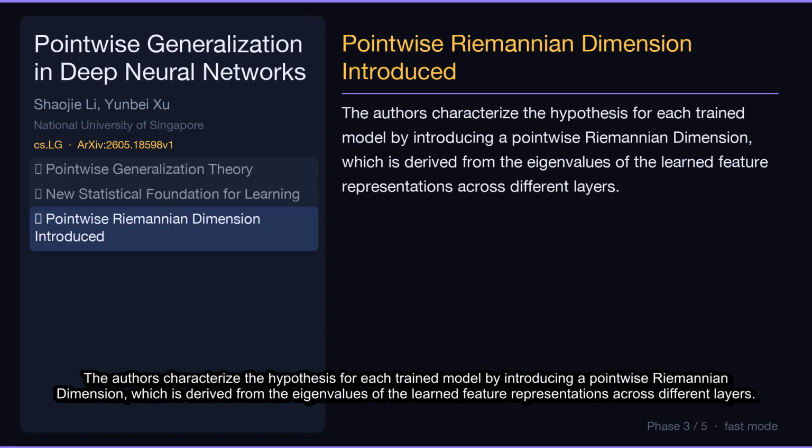The authors characterize the hypothesis for each trained model by introducing a pointwise Riemannian dimension, which is derived from the eigenvalues of the learned feature representations across different layers.